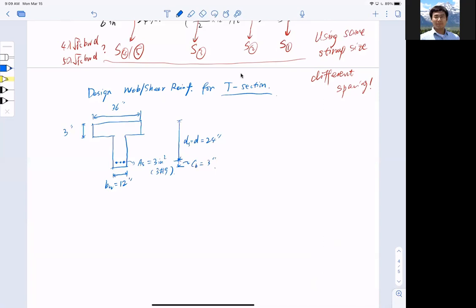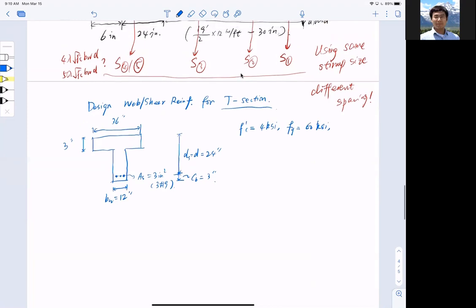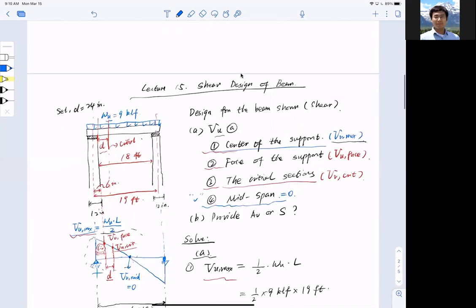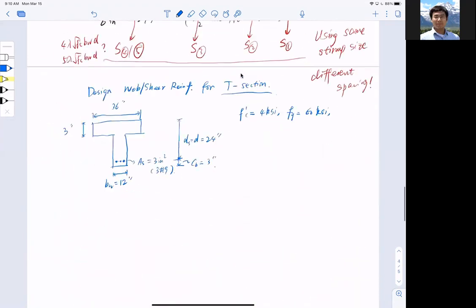In terms of material properties, we have a concrete compressive strength f'c of 4 ksi, and the yield strength fy equal to 60 ksi. So this is the section we're going to design for that simply supported structure we just talked about. If I cut the cross section out, what you see here, A-A, is a T-beam like what we showed earlier. So that is the structure we're designing for.